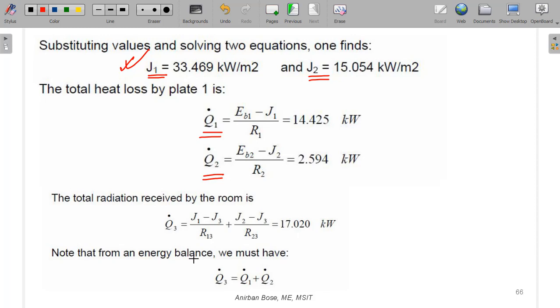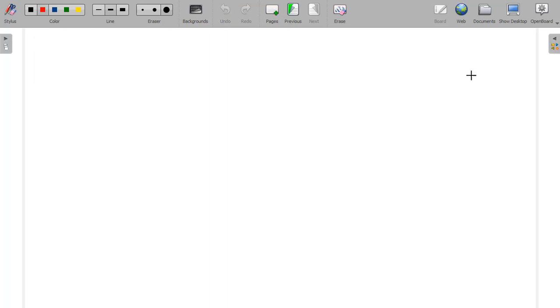And finally, to find out Q3, you either use this basic formula, or you can also use this one. Okay, so this is the way we can solve problems related to the radiation network. One more problem I would like to show you, a similar kind of problem but very common.